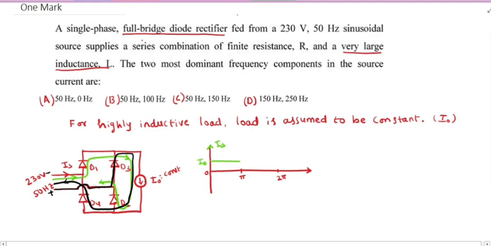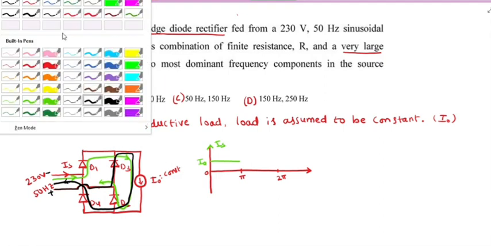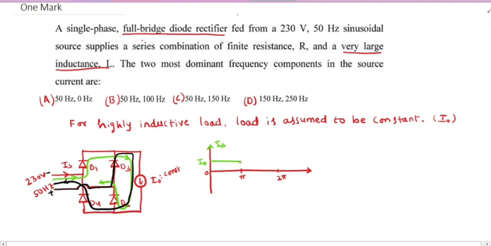So what will be IS? Both are in opposite direction, so IS becomes minus I naught, because the same load current is flowing in the source. So IS is simply minus I naught. Now if you see this waveform, it is close to a square wave. So whenever the source current is a square wave, what is the Fourier series expansion? I am writing directly here.